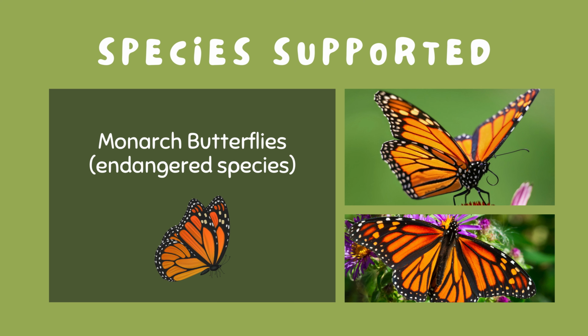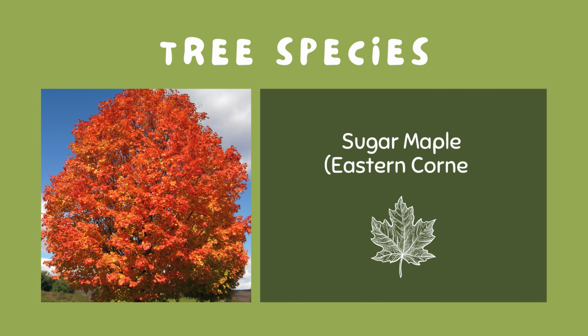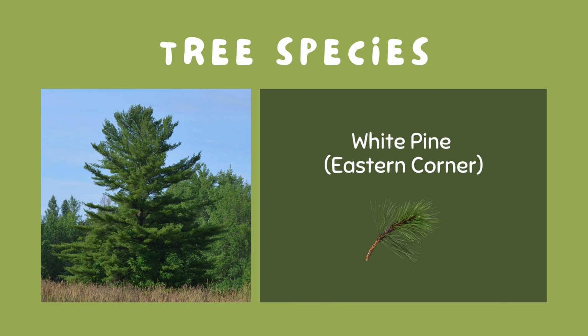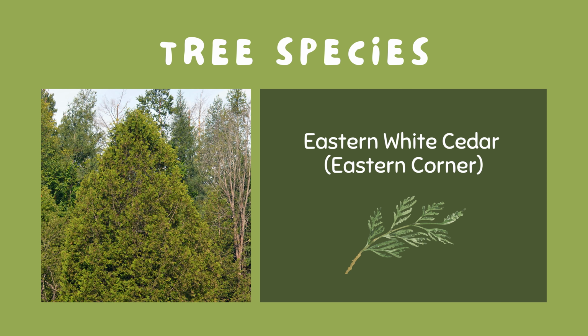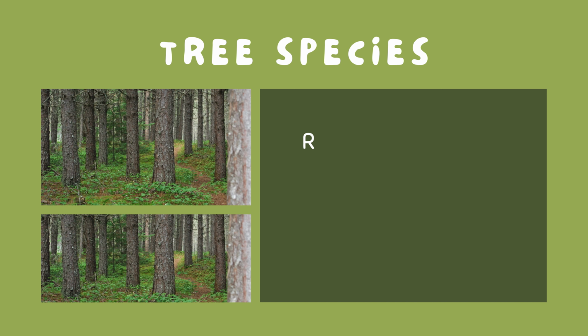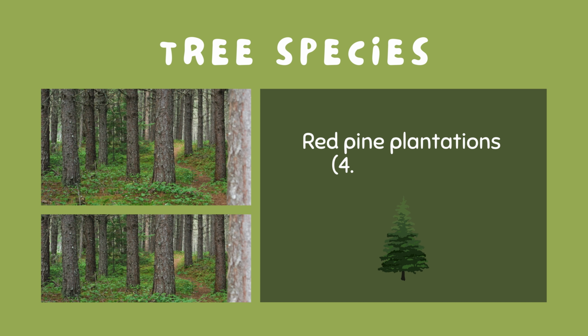There are many different tree species found on the retired land as well, such as the sugar maple, silver maple, burnt oak, white pine, eastern white cedar, trembling aspen, and white spruce. The white spruce serves as a windbreak on the property, providing shelter between some of the old fields. There are also 2 red pine plantations, 4.5 by 9 acres, on the property.